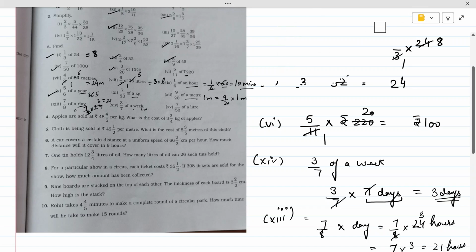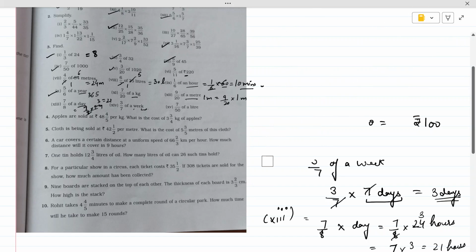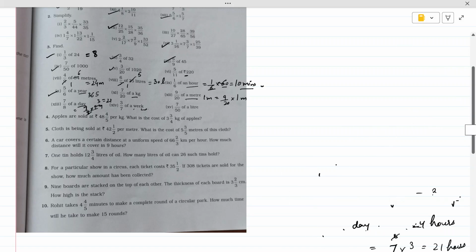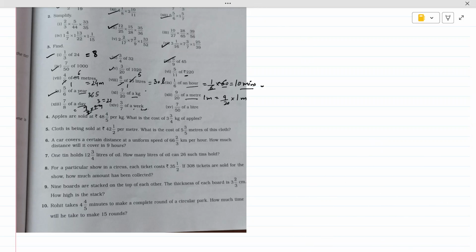Wherever you are converting it, mention the converted units in the answer. Next, apples are sold at rupees 48 4 by 5 per kg. That is question number 4. Kids, all these questions are very easy and you have to do this as homework. I'm picking question number 4.